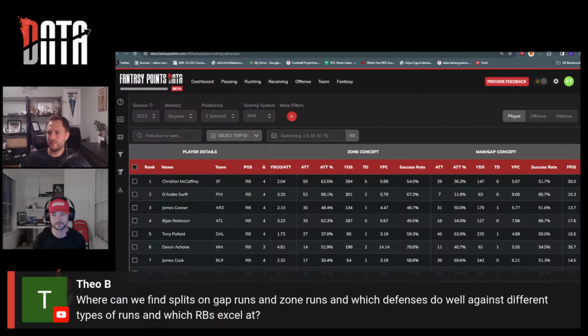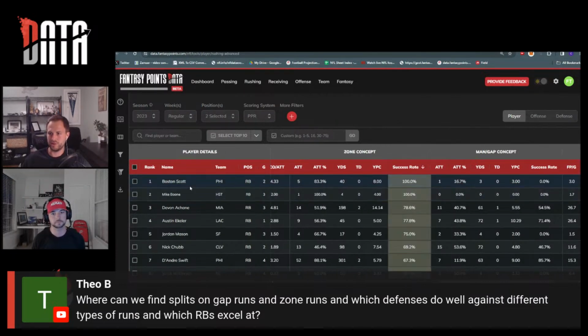What's the deal here? Yeah, so this is our advanced rushing table. If you scroll to the right here, you can see basically their stats broken out into zone and man concepts. You can sort by success rate. Again, I would probably have a filter on here because guys like Boston Scott and Mike Boone are going to pop up.